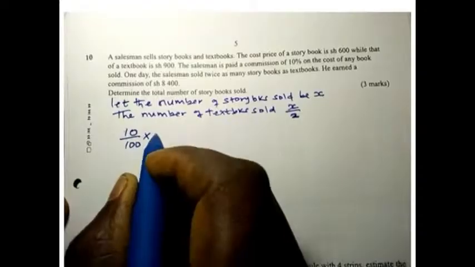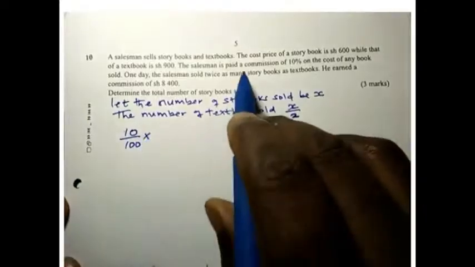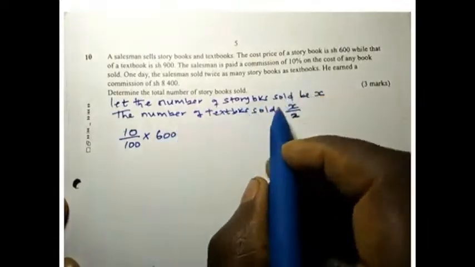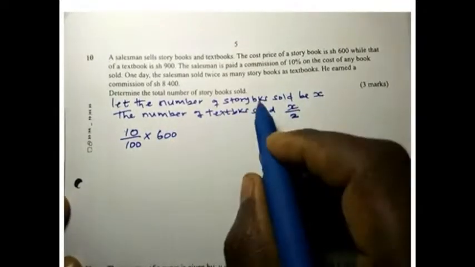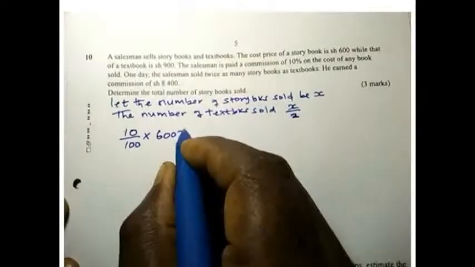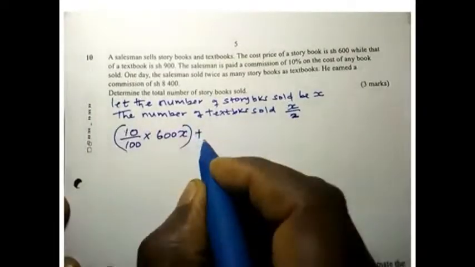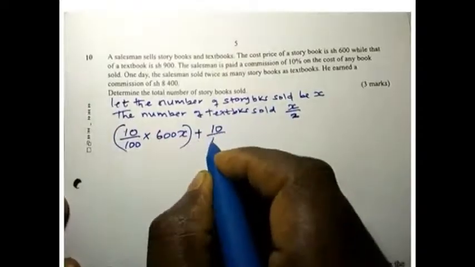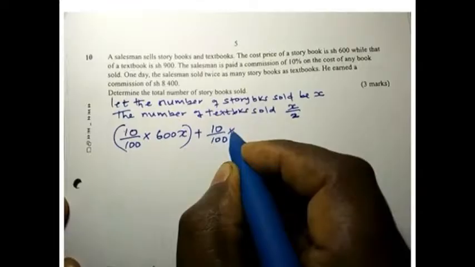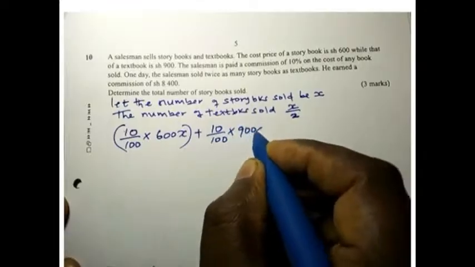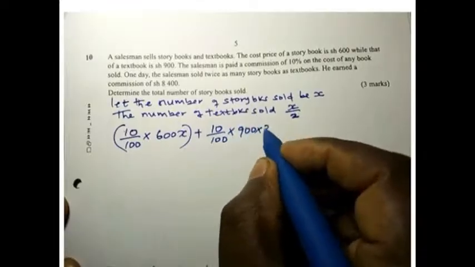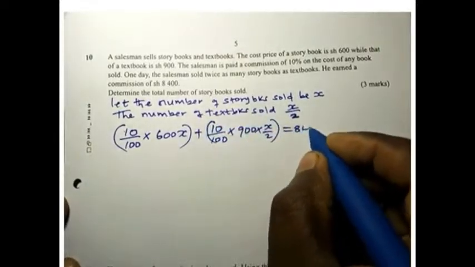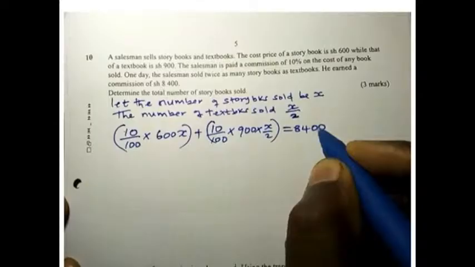So the total sales for the storybooks is 600 times the books sold, which is X, plus 10% times 900 times the textbooks, which is X over 2. The total will give us 8,400.